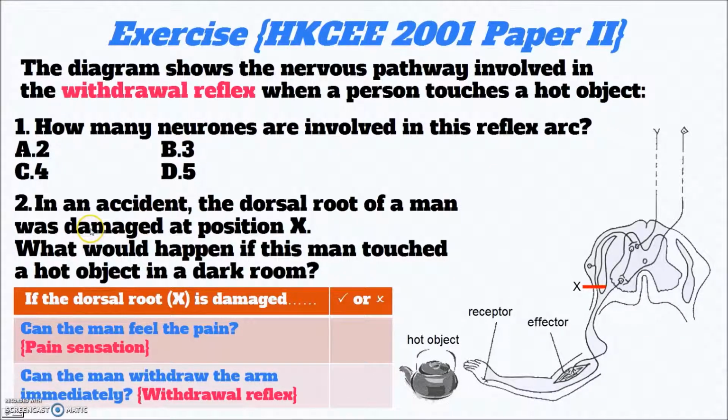And the second question is that in an accident, the dorsal root of the man was damaged at position X. That's the dorsal root of the spinal cord. So what would happen if the man touched a hot object in a dark room? That means accidentally. In this question, actually there are only 2 dimensions, but in our video we are talking about 3 dimensions. So we only apply a part of what we learned here to this question.